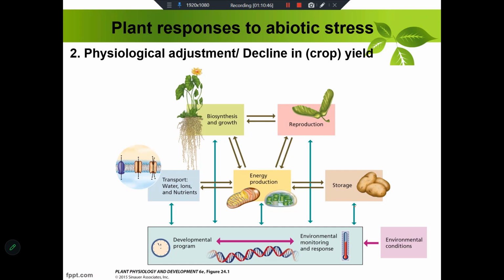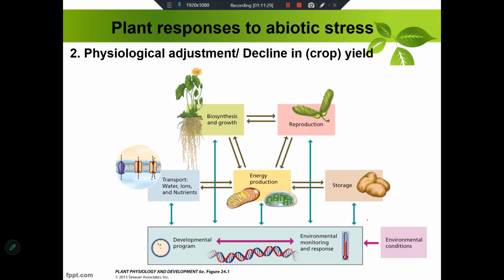Okay, so if there's an environmental component, like here you can see environmental monitoring and response. If the environmental conditions are fluctuating, or if there are some stress conditions going on, then plants have to adjust their physiology. It's not a hard and fast goal where you have to do this at this particular point. Plants have the freedom, and they can adjust those physiological mechanisms.